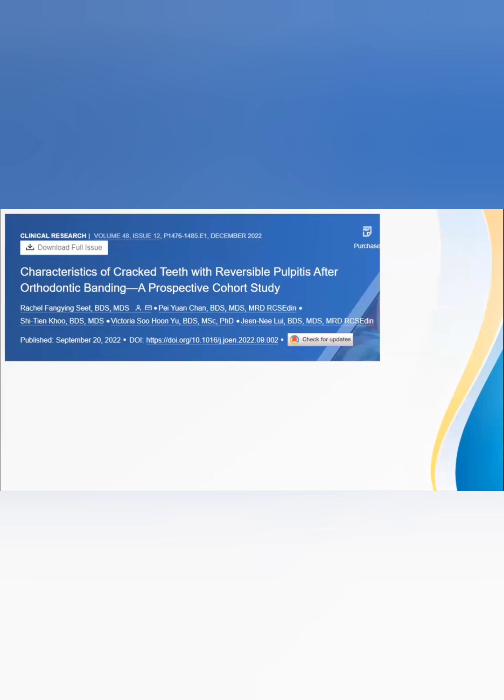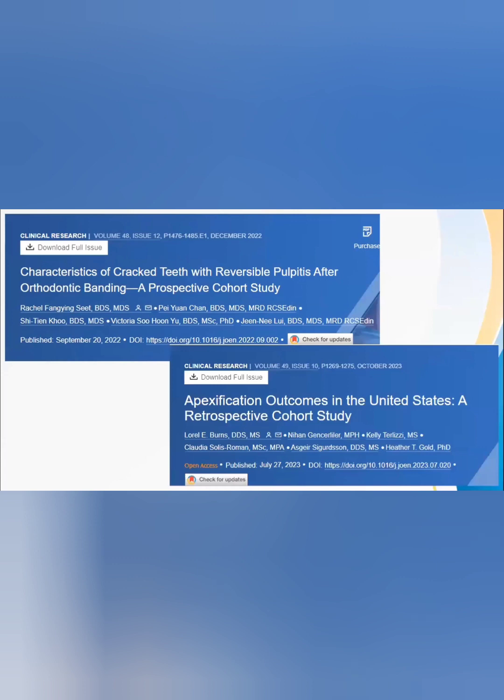This one is a retrospective cohort study. In this, they analyzed the high survival rate of 632 teeth treated with apexification with an average follow-up of 64 months through analysis of dental insurance claims.